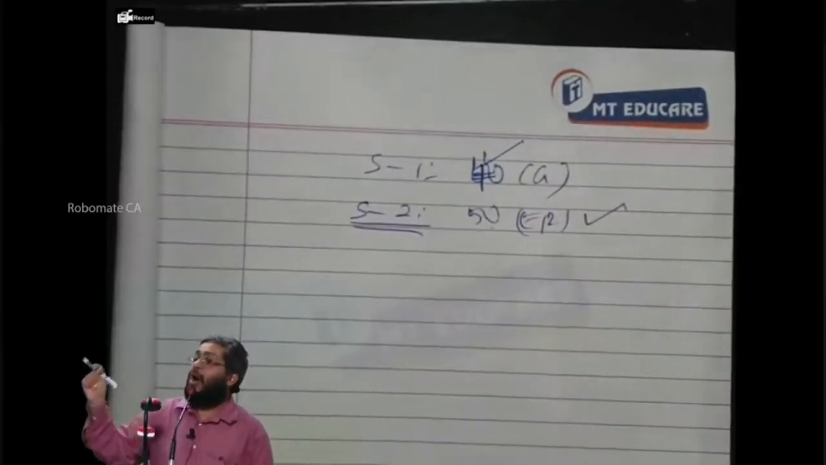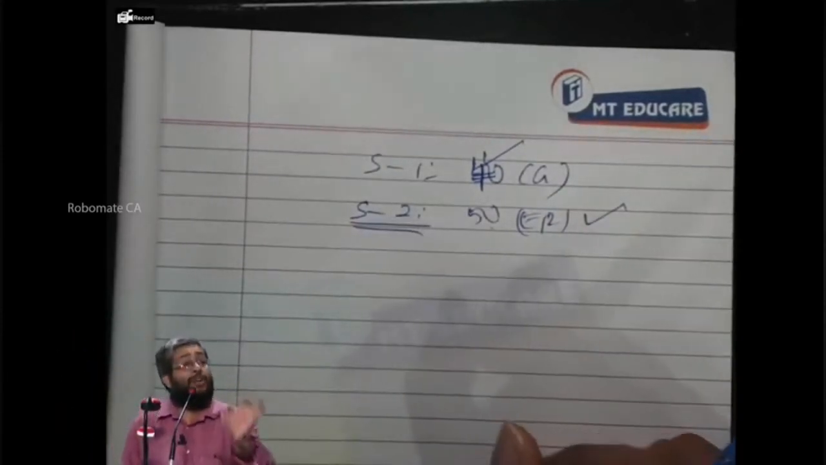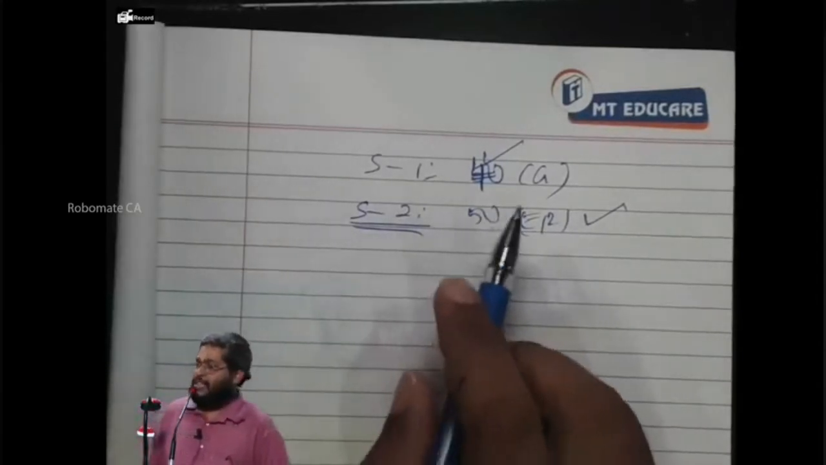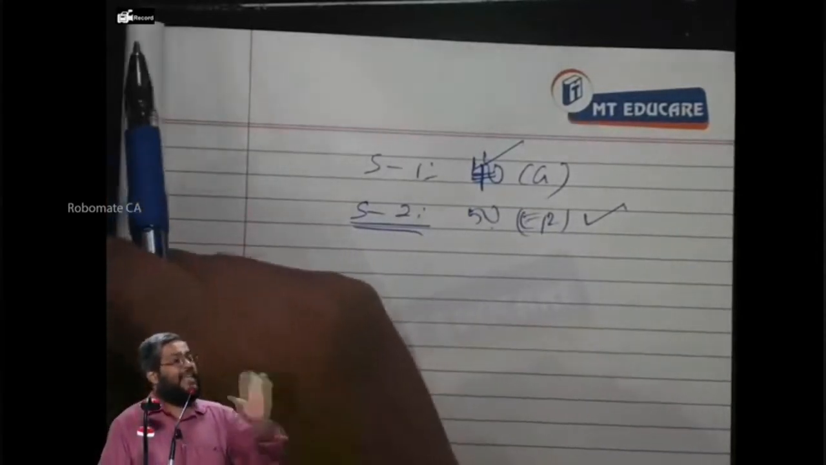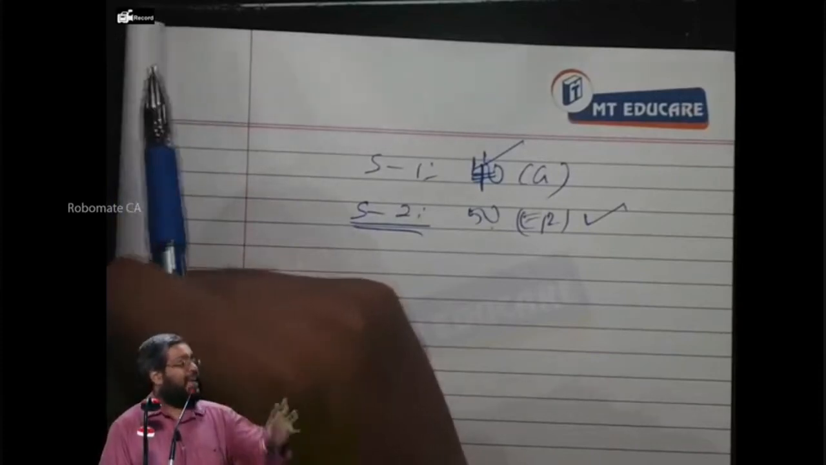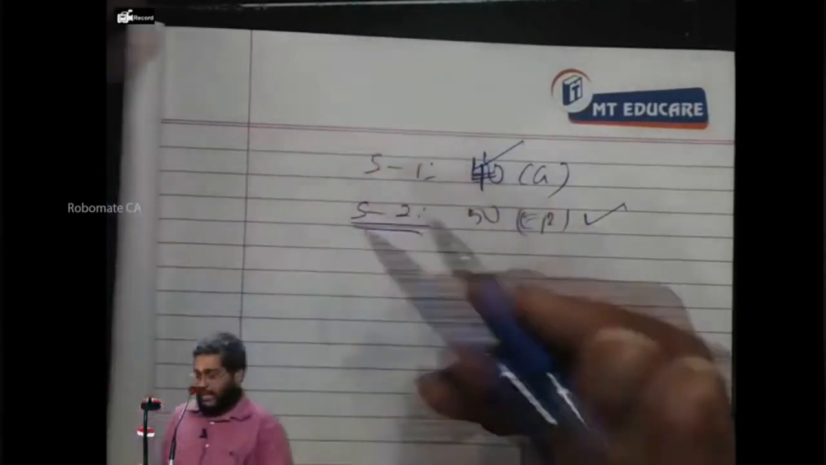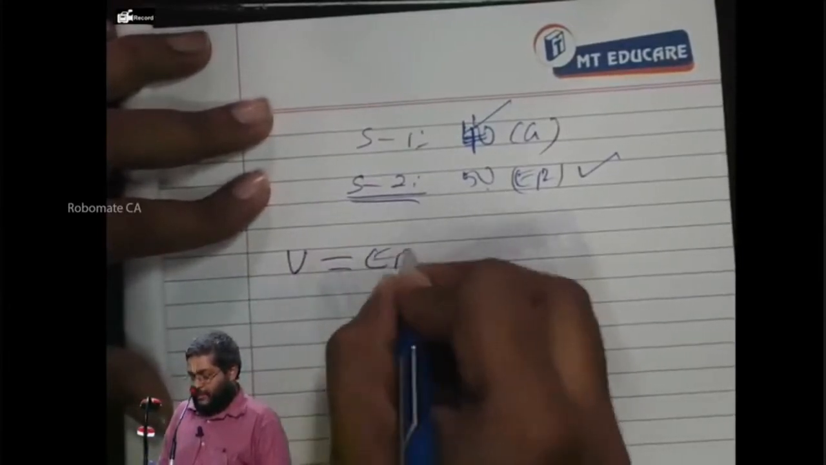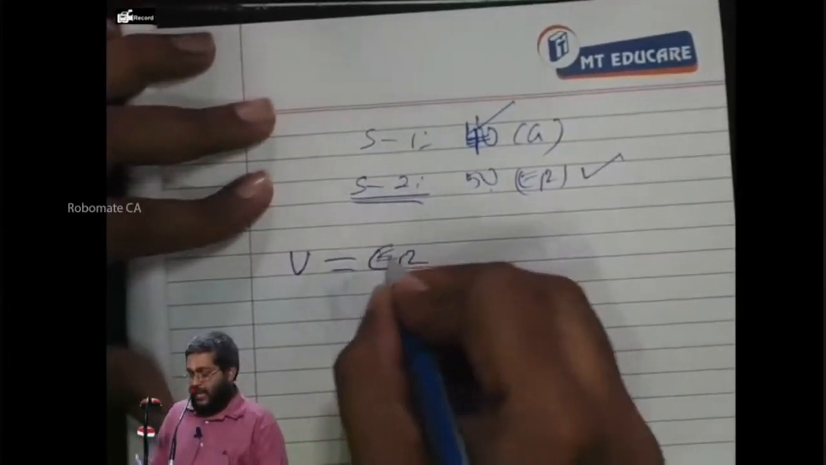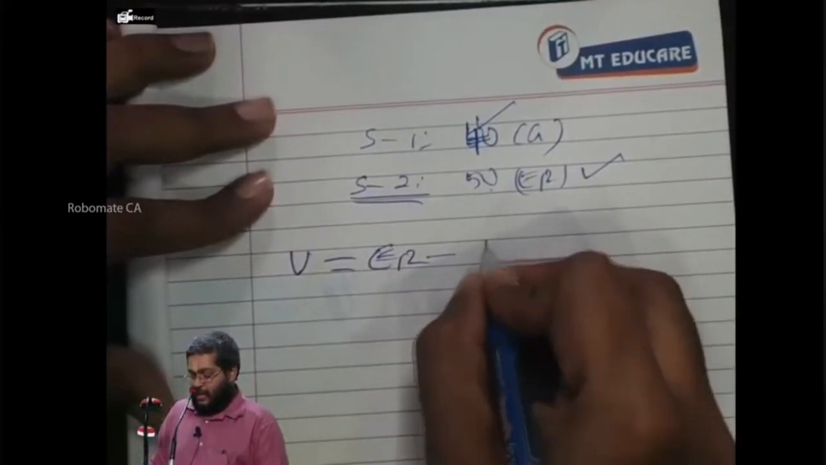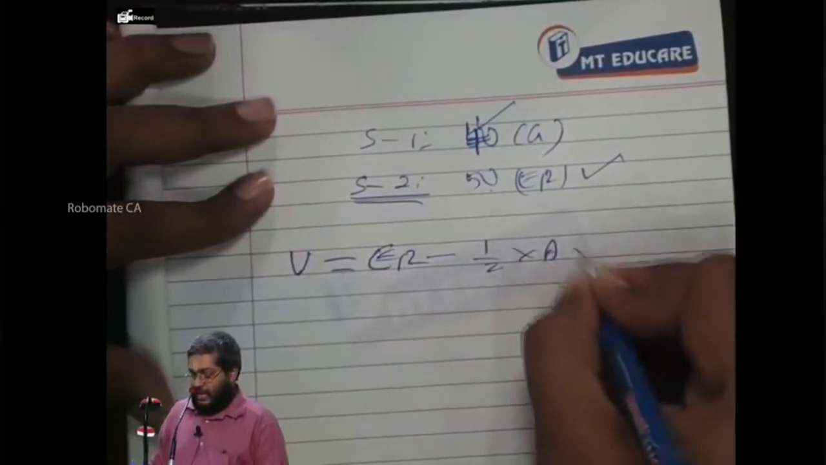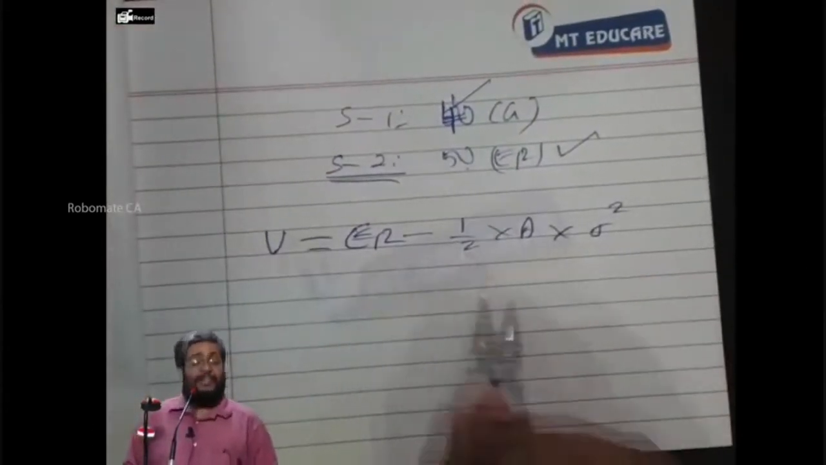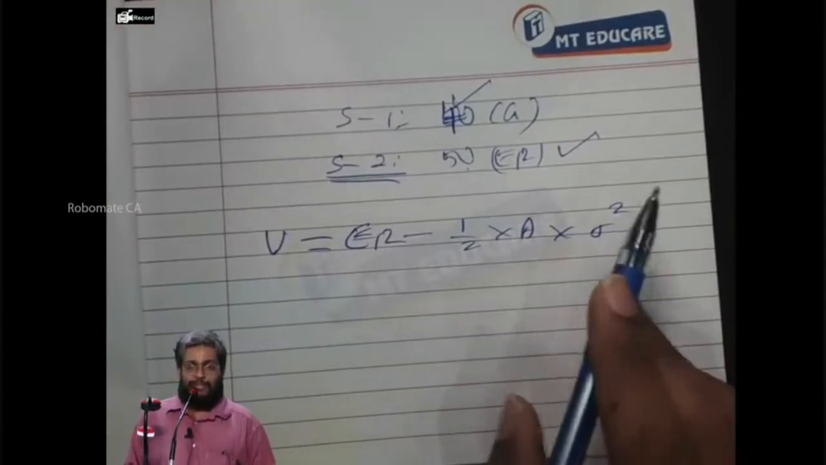Yes or no? And the happiness you derive, I call utility. This utility has an equation. We call it the utility function. That equation nobody should question. It is once again empirically proved. Now, the equation of utility: utility is equal to expected return minus half into A into sigma square.